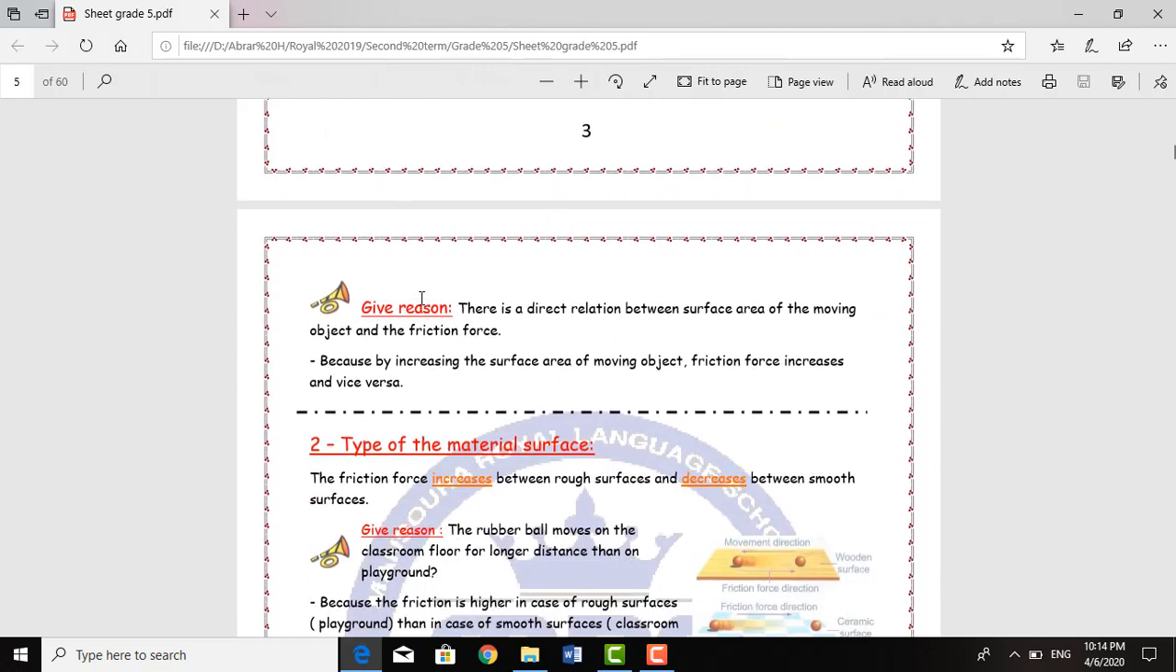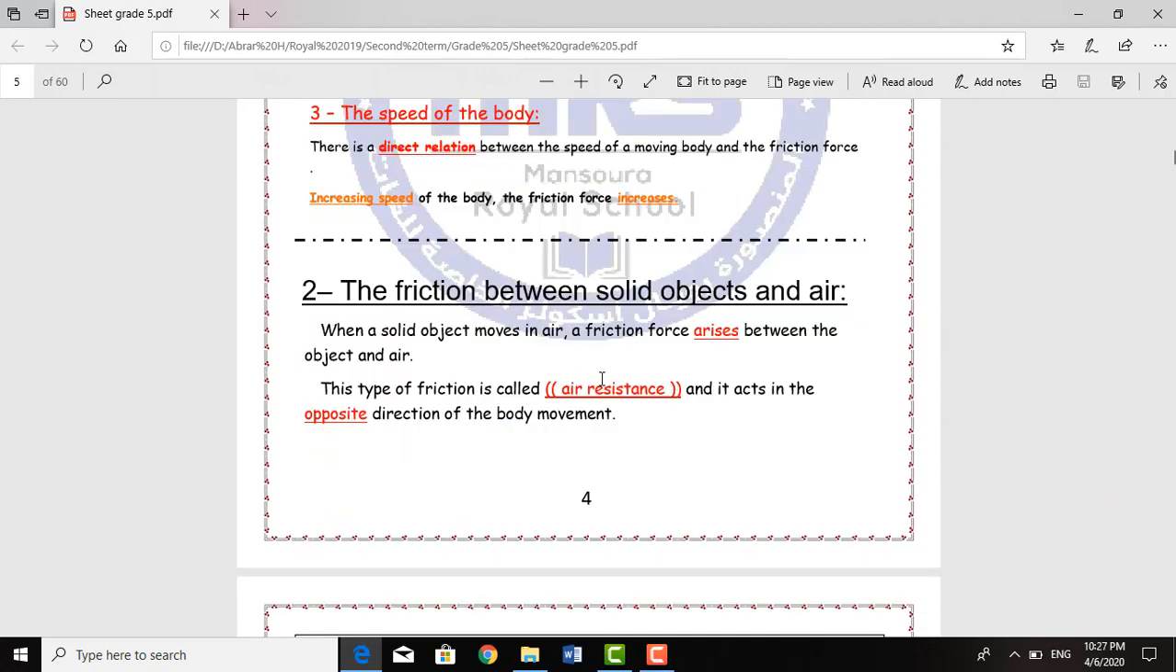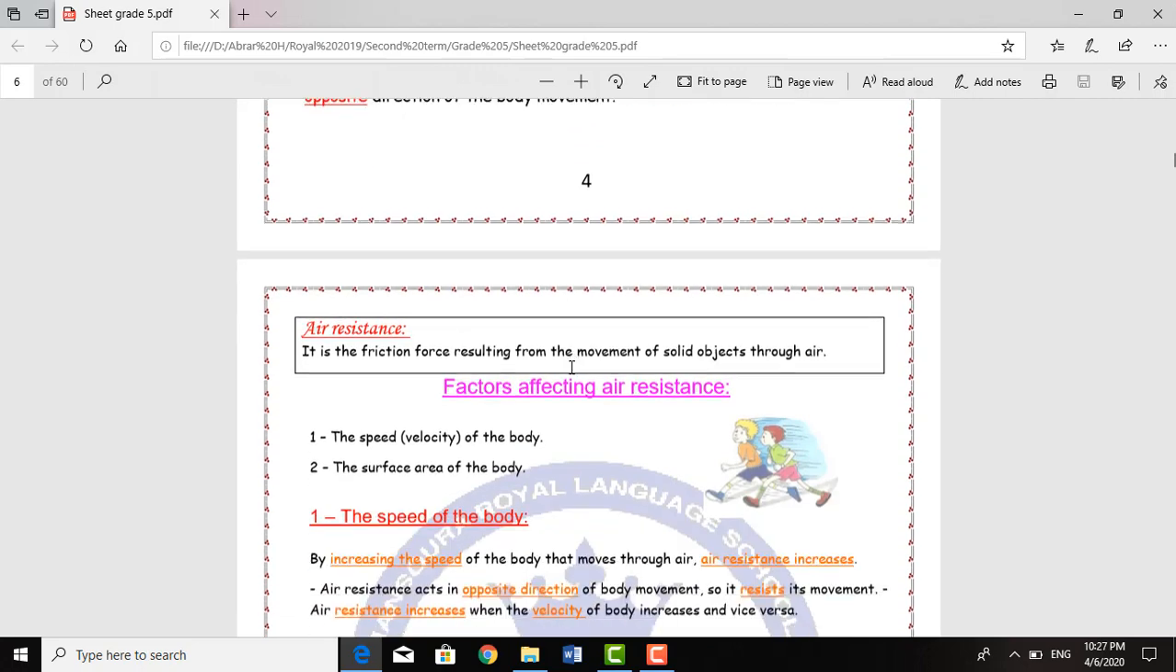The friction between solid objects and air. It means that I have one surface which is solid and the other surface is the air, and we call it air resistance. So, when a solid object moves in air, a friction force arises between the object and the air. And this type of friction is called air resistance, and it also acts in the opposite direction of the body movement. So the friction force always acts in the opposite direction of the body movement.